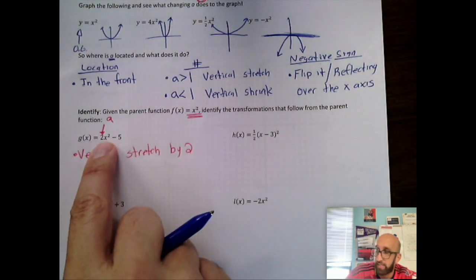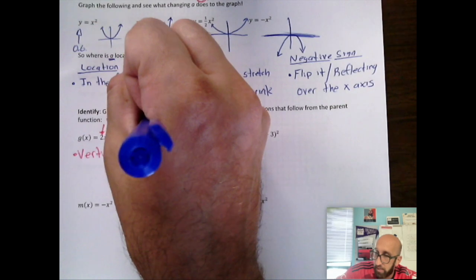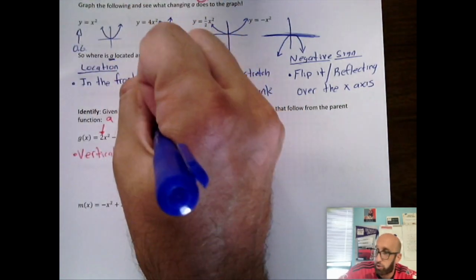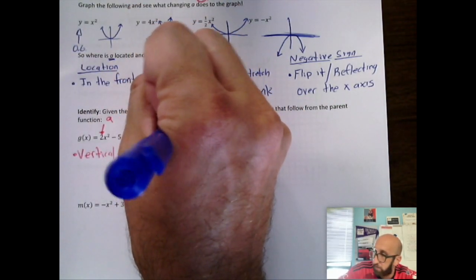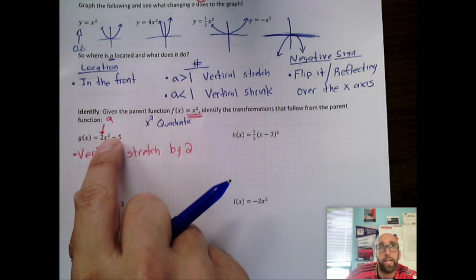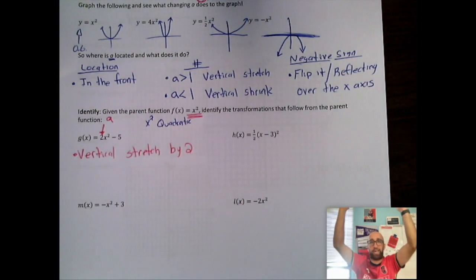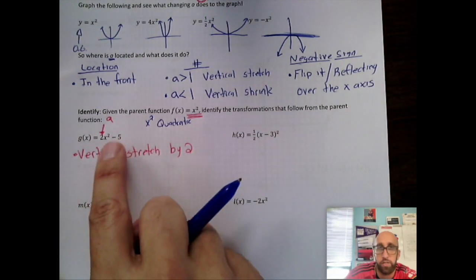The second thing I see is an x with that tiny exponent of 2. When I see that tiny square there, that is not a transformation. That is just what is making this a quadratic. So we don't need to explain the tiny 2 there. That's just what makes this graph a quadratic. It's what makes that parabola. So we don't need to describe that tiny 2.